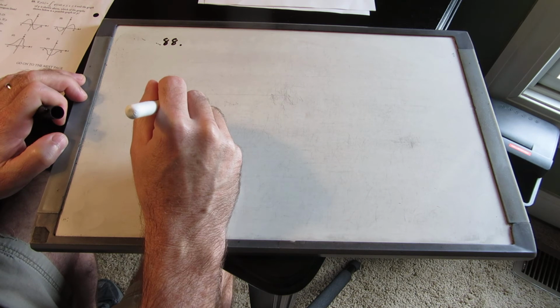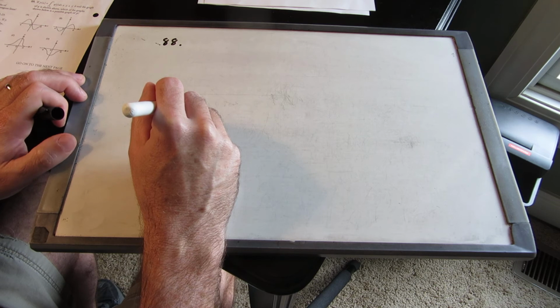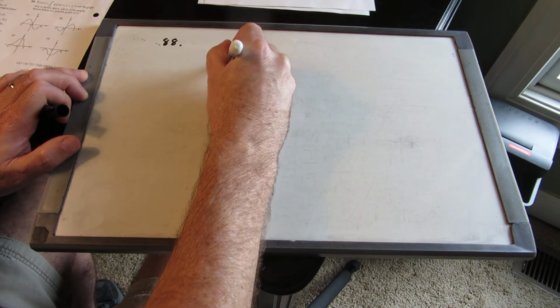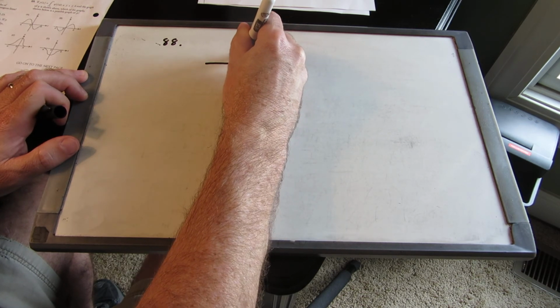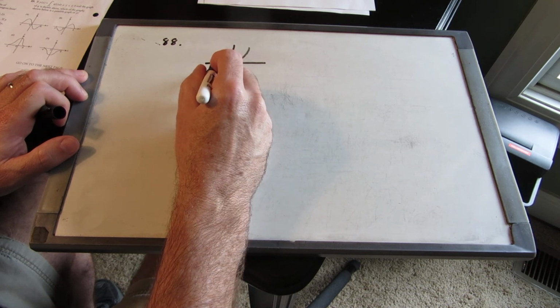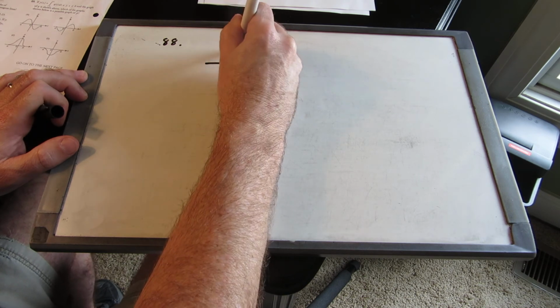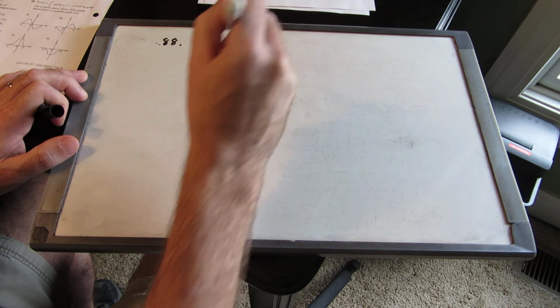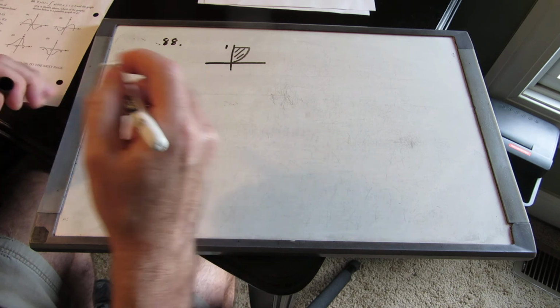Okay, 88 says find the volume of the solid generated by revolving the region bounded by the graph of y equals x cubed, the line y equals 1, and the y-axis, about the y-axis. Okay, let's draw that out. We're just going to be looking at the upper half. x cubed goes like that. We don't care about the part to the left. We have the y-axis and the line y equals 1, and we are revolving that thing around the y-axis.